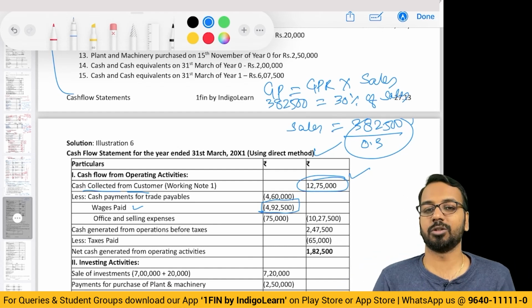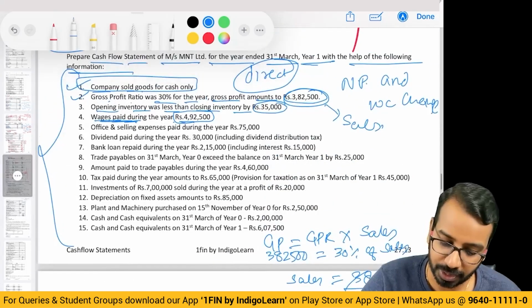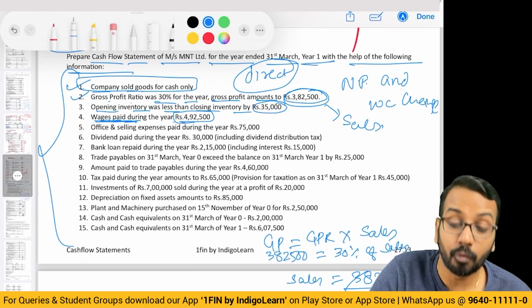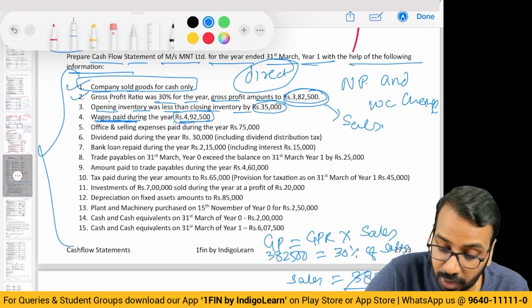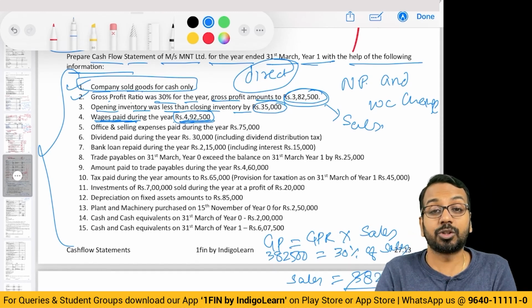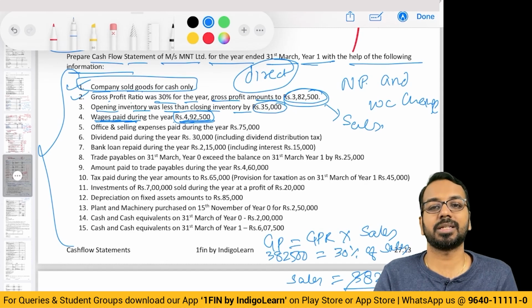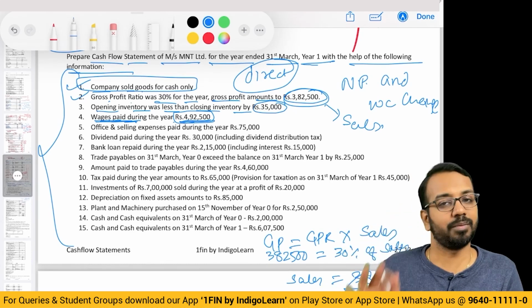Yes, you can definitely do that. There is no harm in it. If they had said wages during the year is 490 to 500, then we had to check if there is any outstanding wages, any opening outstanding wages, and then we calculate what is the wages paid, right?